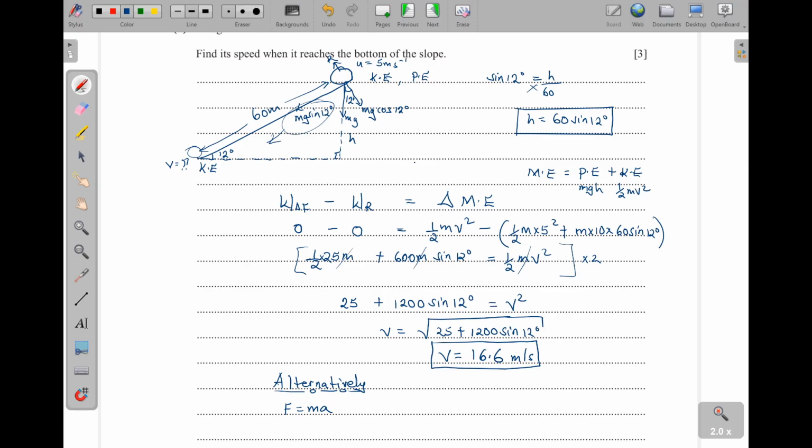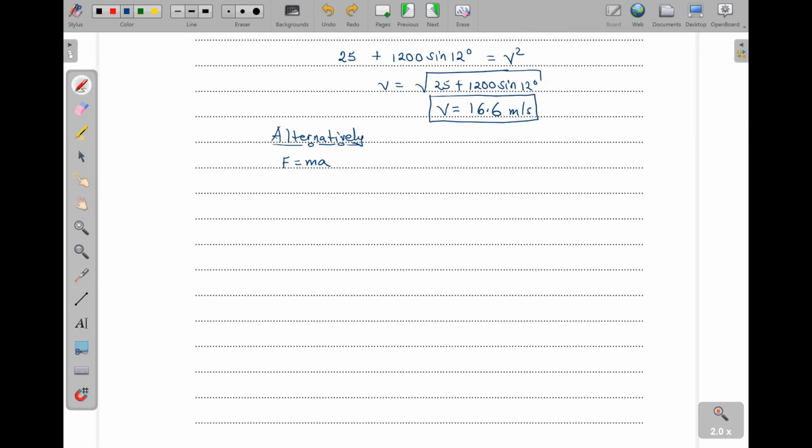It's the only force, so there is no opposing force this way. So then that one minus 0 is equal to ma. We are going to put mg sine of 12 equal to ma. Automatically m will go, then we shall have 10 sine of 12, which is equal to the acceleration.